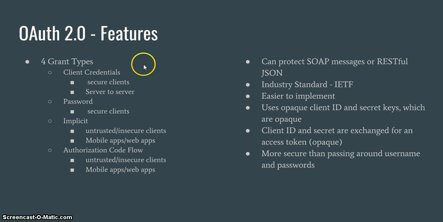It is an industry standard, and it's also significantly easier to implement. And you'll see how easy it is to send a request versus what we saw earlier with the SOAP message content. The client ID and the secret are opaque, so even though someone does have access to the client ID and secret, they know nothing about the end user or the application that was granted the client ID and secret. So it's totally opaque, and it's very easy to regenerate those. And it's also more secure than passing around the username and password like you saw on the username token.